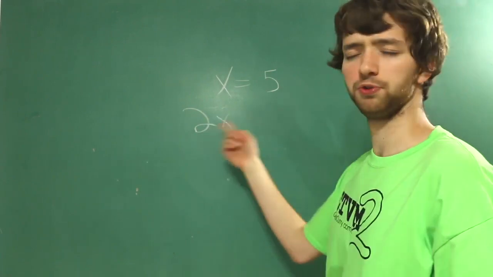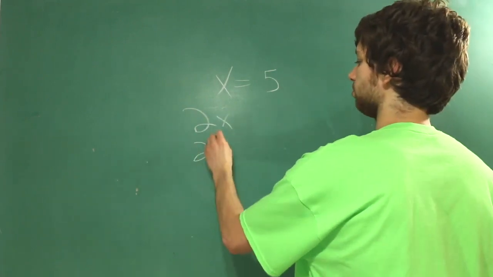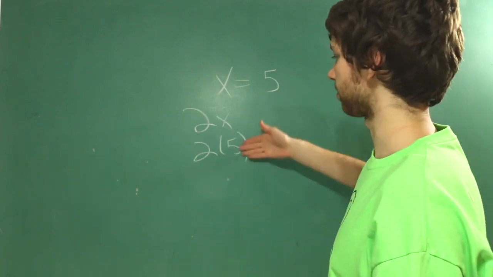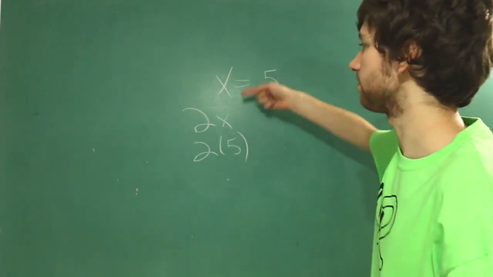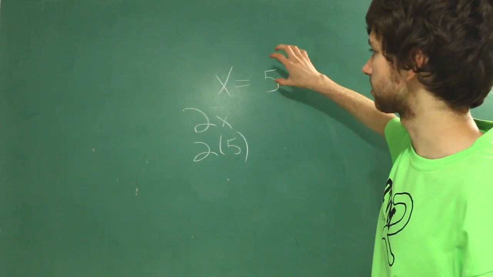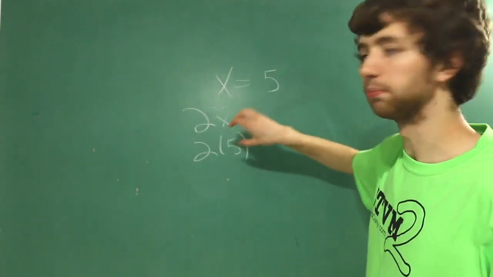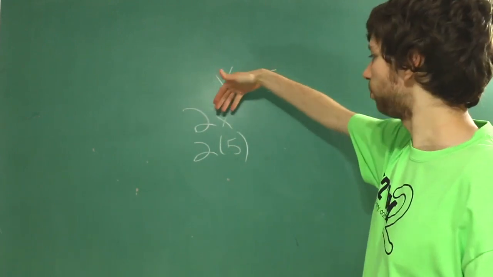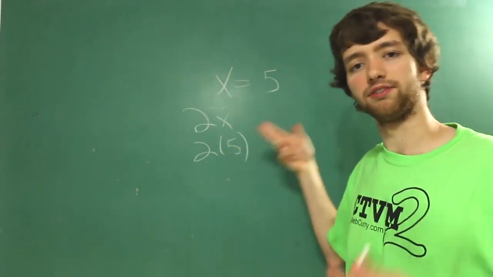And then you could either do 2x or you could do 2 times 5, and these are essentially the same thing. So wherever x is, you can basically take that data and replace x. Now, you might be wondering, well, what the heck is the point of this x here? Why don't you just put the 5 there?